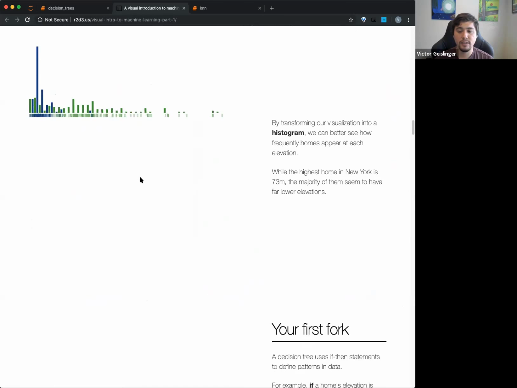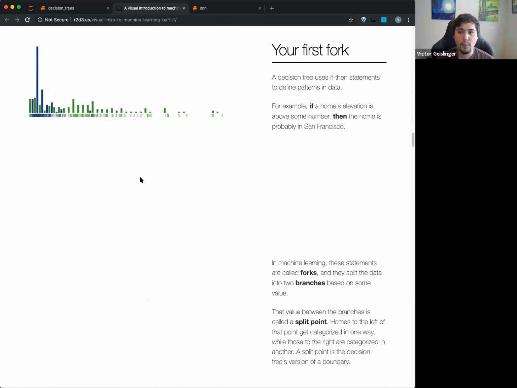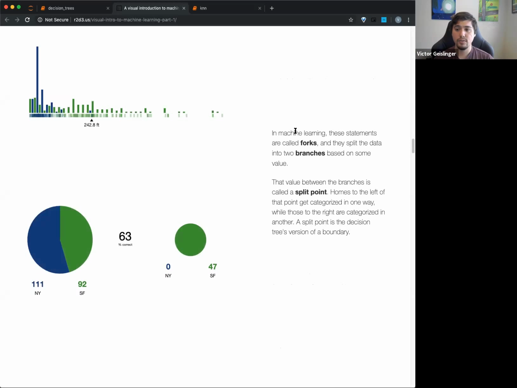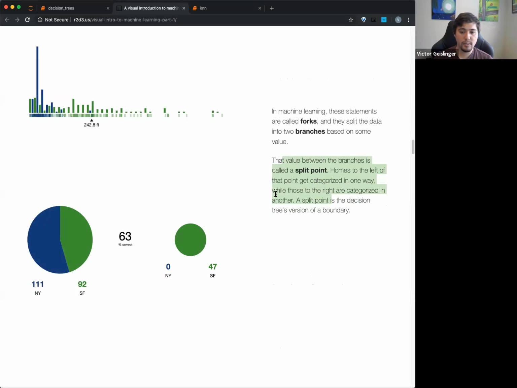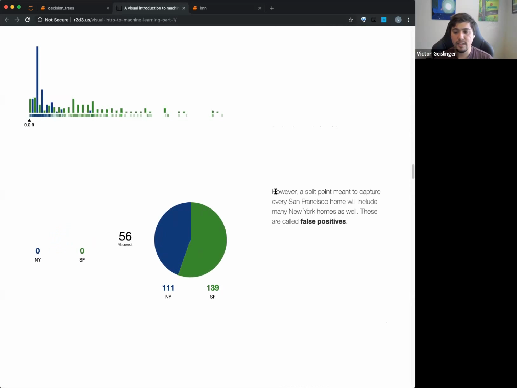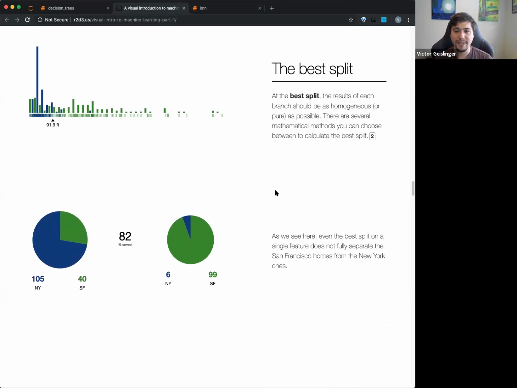Now they're just doing some more stuff. We're going to see our first fork, where we're doing a bunch of if statements. If it's this, go in this direction. If not, go in this direction. Let's see what their first one is. I think their first fork here, to the left is categorized in one way, right categorized in another. Oh, it's just telling us about the different splits. Sorry, it's talking about false negatives, false positives. Come on, show me the split.